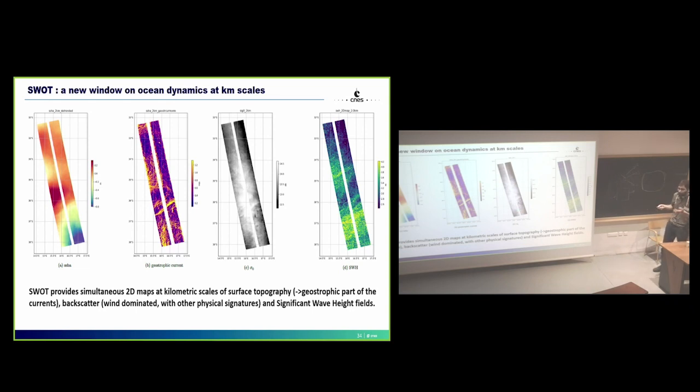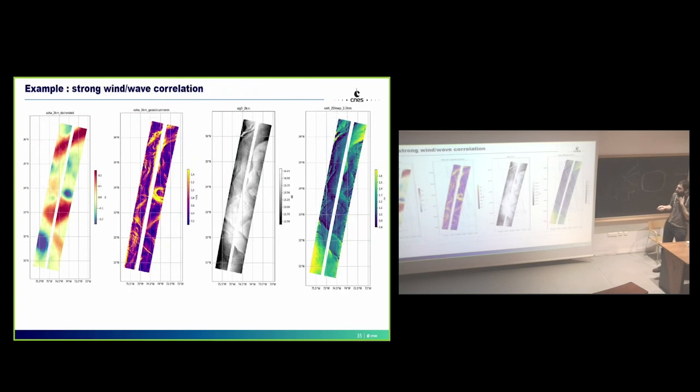On top of that, you can use the backscatter images to infer things like predominantly wind, but there's certainly a lot of other physical contributions in there. Currents will have a signature, biological processes will have a signature in there. And then you have significant wave height, as I've just explained in the first part of the talk. And so basically, you can start trying to play the game of what correlates with what and find physical explanations. And that's really one of the things why I think SWOT data is particularly valuable.